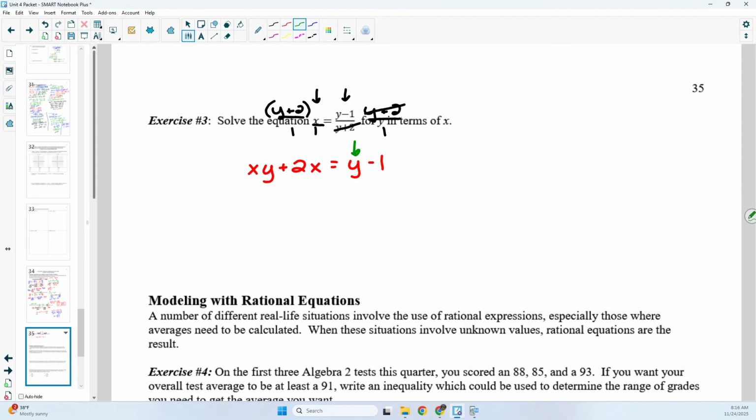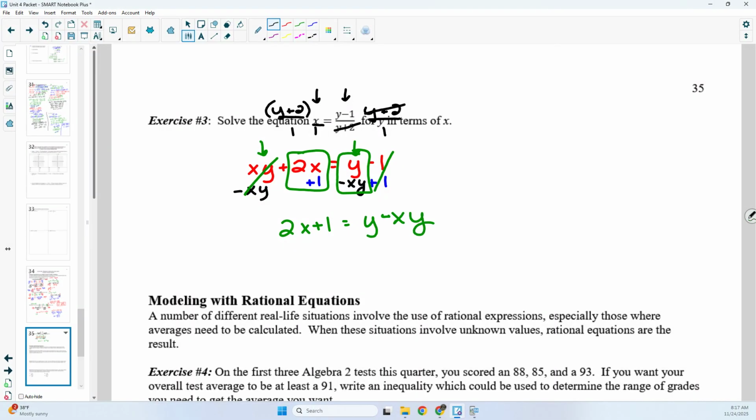So I find my y's. I want to get them together, but I also want everything else on the other side. So there's always an option of which way to move things. I'm going to choose to move the 1 this way, and the xy this way. That keeps the most stuff positive. That's not a general rule that we have to do. So on this side I have 2x plus 1, cancel, and on this side I have y minus xy.